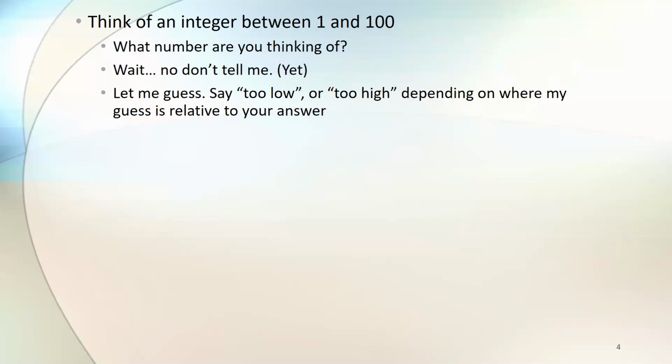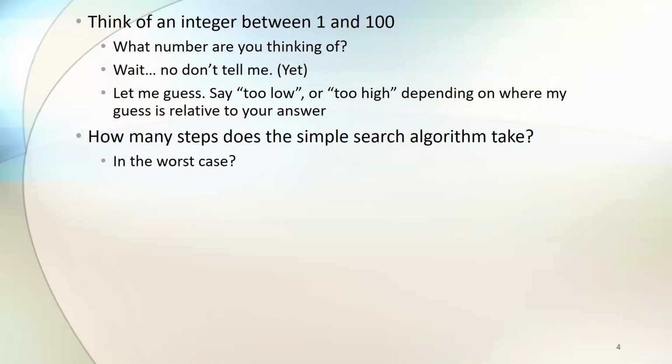I increase by 1 each time. That's easy. My algorithm was I start from the lowest number and just go up until I find it. So I'm going to call that a simple search. How many steps does that algorithm take to get the answer in the worst case? 100. In the worst case, because somebody can say 100. Okay, so it's 100. What on average?